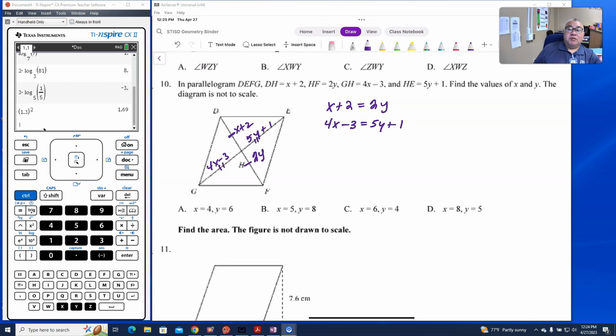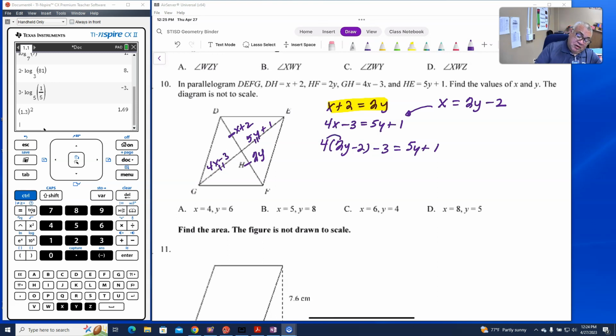And so what I'm going to do is solve this by substitution. So I'm going to use that equation, and I'm going to solve for x. So x equals 2y minus 2. And then I'm going to substitute into the second equation. So I have 4 parentheses 2y minus 2, minus 3 equals 5y plus 1.